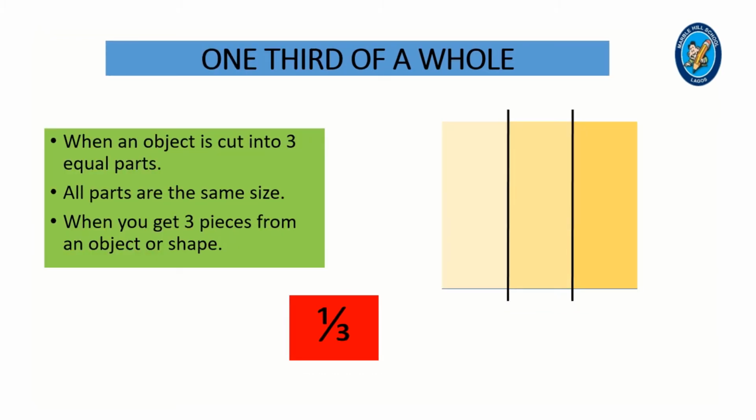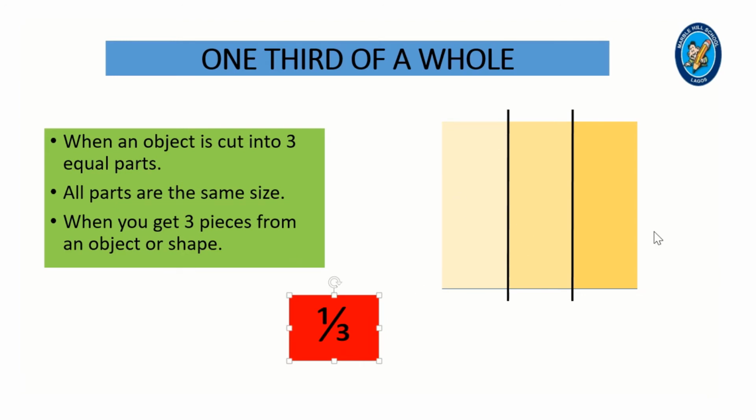The next fraction we're learning about is 1/3. 1/3 of a whole means you're cutting an object into three equal parts, and all the parts are the same size. When you get three equal pieces or parts from an object or shape, you have 1/3 of the whole. So 1/3 is the fraction, which is written as 1, slant, 3. That's how you write this fraction, 1/3.